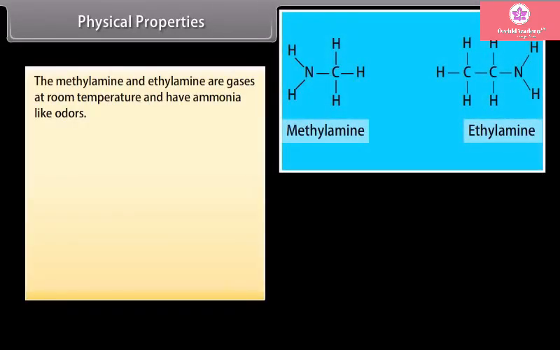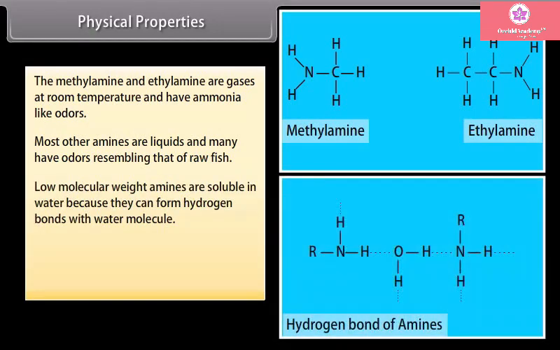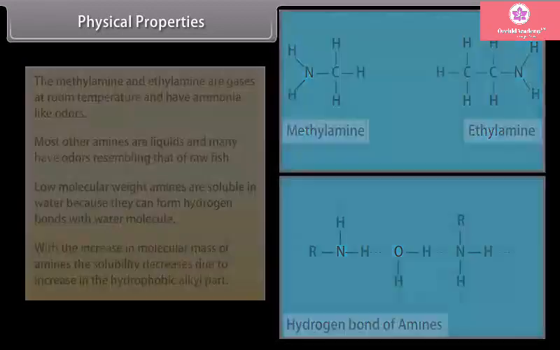Physical properties. The methylamine and ethylamine are gases at room temperature and have ammonia-like odors. Most other amines are liquids and many have odors resembling that of raw fish. Low molecular weight amines are soluble in water because they can form hydrogen bonds with water molecule. With the increase in molecular mass of amines, the solubility decreases due to increase in the hydrophobic alkyl part.